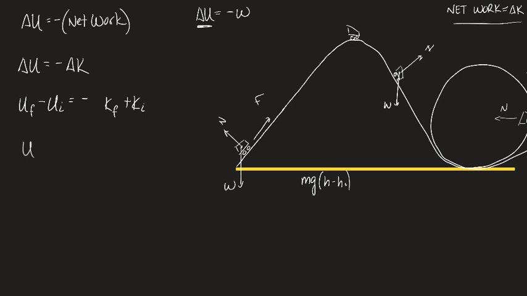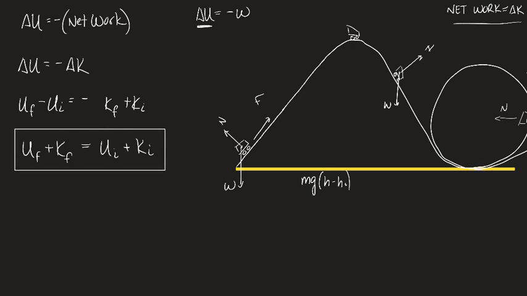And I'll get potential energy final plus kinetic energy final equals potential energy initial plus kinetic energy initial. Now, I don't know if you kind of grip what's happening here, but this statement says that if I add up all of the energy I have at one point, it has to equal all the energy I have at another point. This is a conservation rule, and it's the first conservation rule we're going to have, conservation of energy.